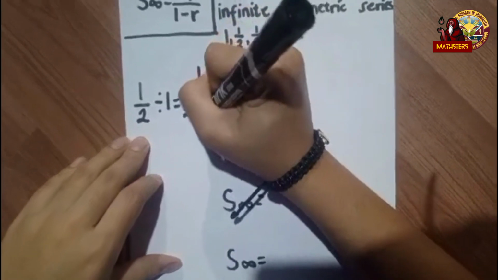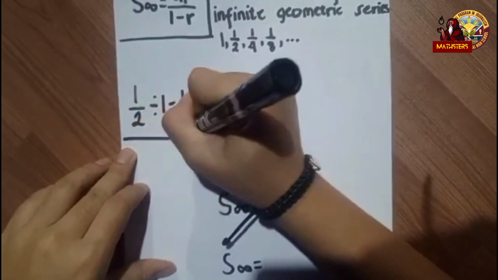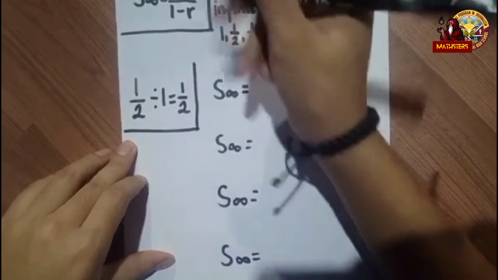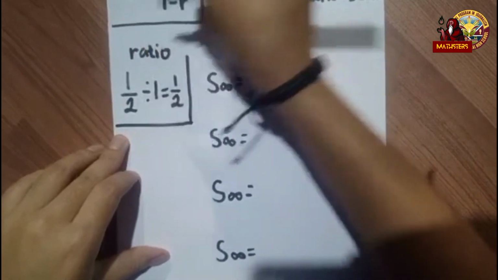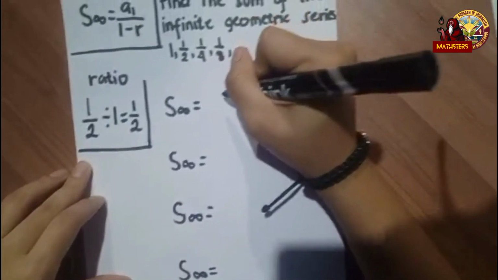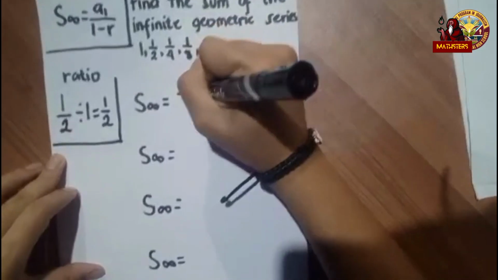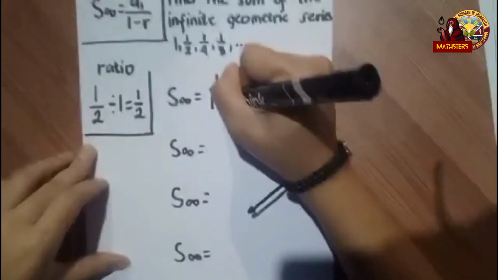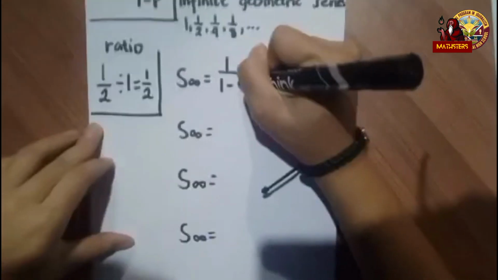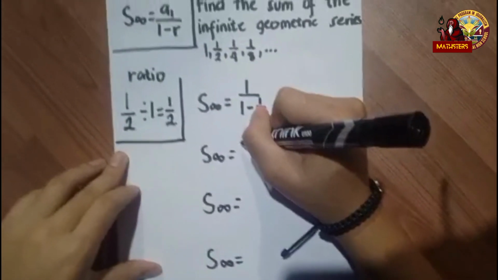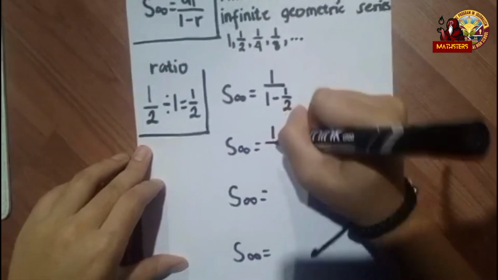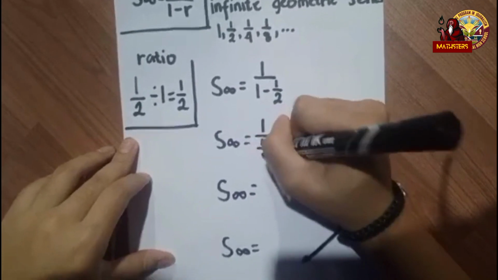As what I always say, replace the values of a sub 1, which is 1 at ang ratio na 1/2. Same process as before, isusulat muna natin ang formula para meron tayong guide. Una, sum of infinity equals 1 over 1 minus 1/2. After, uunahin muna natin na isubtract ang 1 sa 1/2 and we get the answer na 1/2.